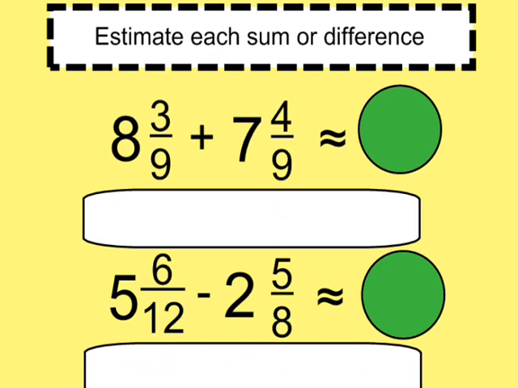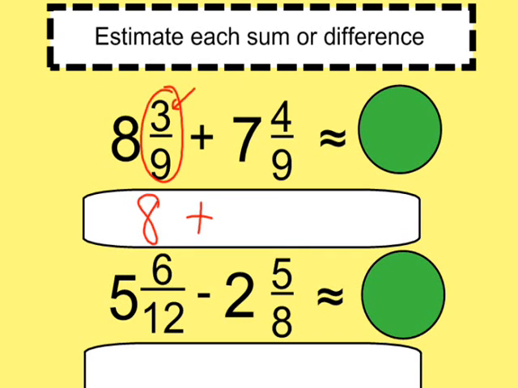So let's do some sums and differences where we're rounding. 8 3/9. Well, 3/9, that's less than 1/2. So this would remain 8. Again, if we double 3, it's 6. 6 is less than 9, so this would remain at 8.